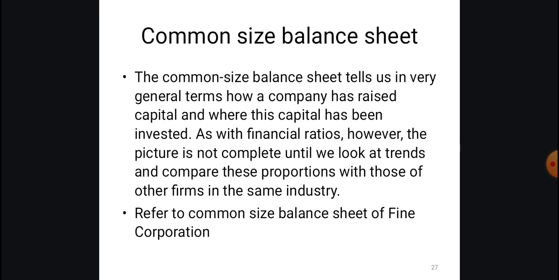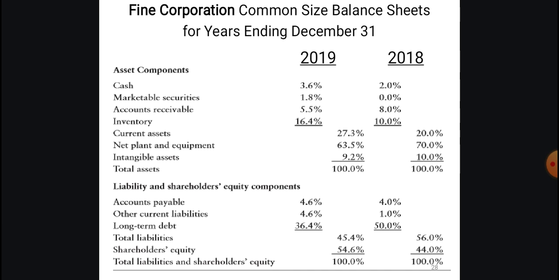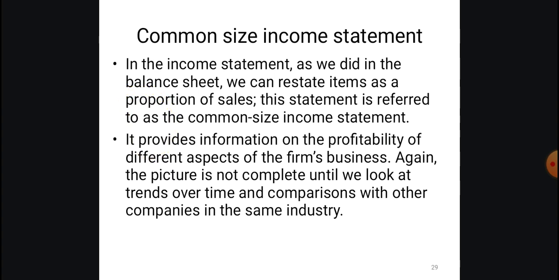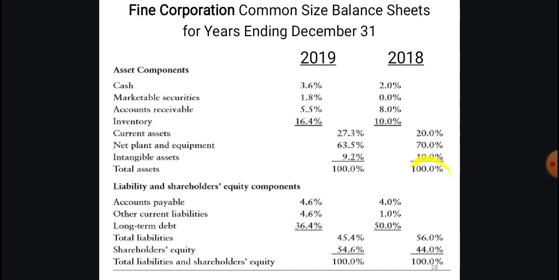So let us refer to the common size balance sheet of Fine Corporation, which is a hypothetical example for the year 2018 and 2019. So accordingly, if you take a look at the total assets for each of the years, for instance, everything is evaluated relative to this total asset. If we start from 2018, the benchmark total asset is 100%. So every component of this balance sheet is relative to this figure, this percentage.